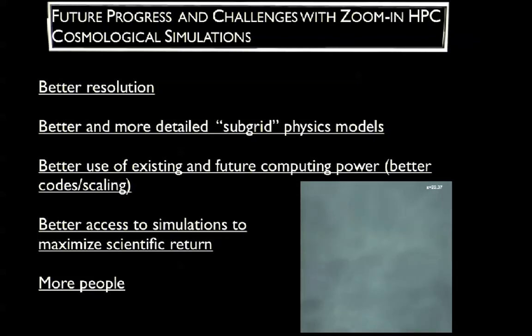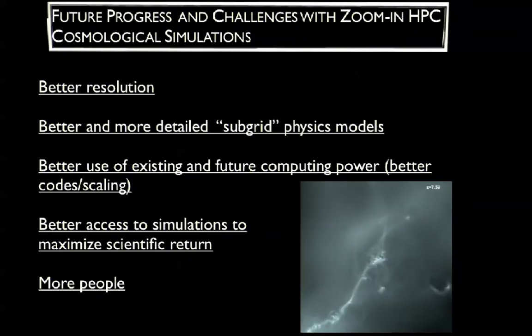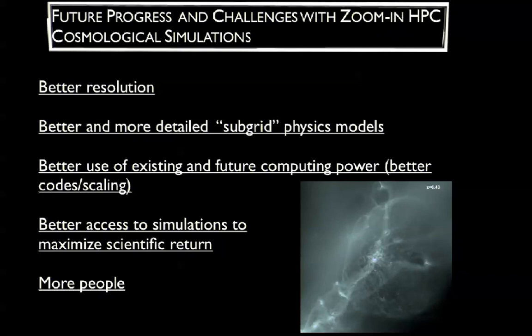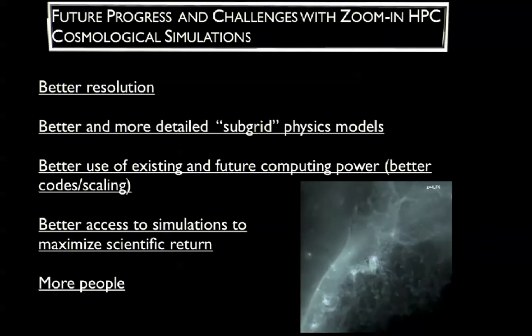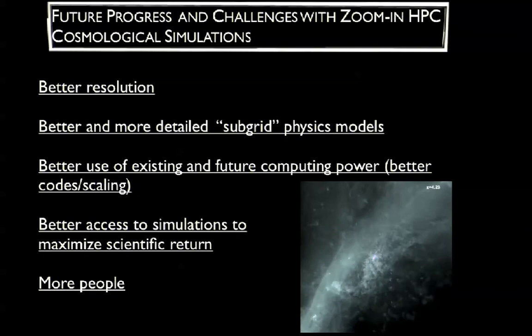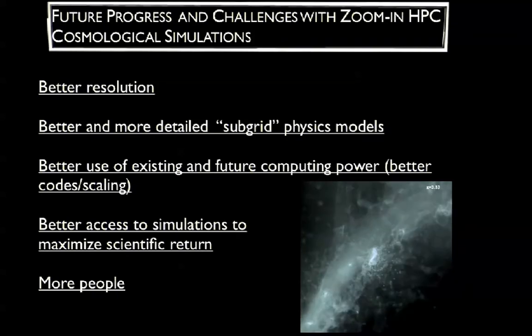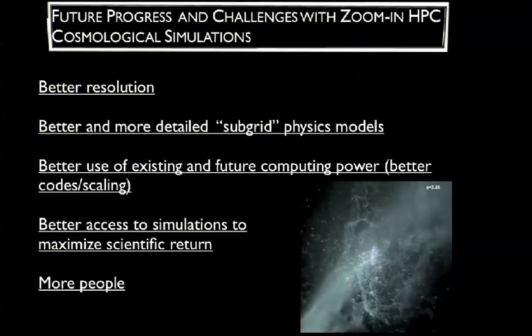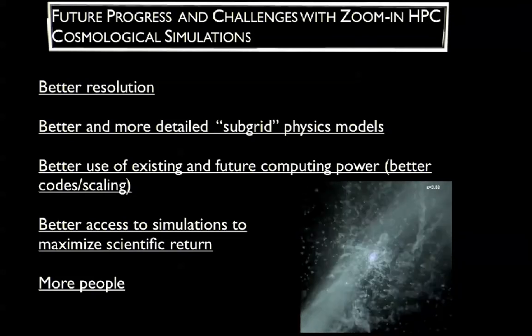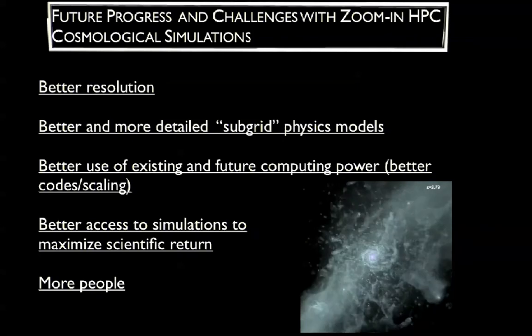So that's my last slide, future progress and challenges with zoom-in HPC cosmological simulations. Some of these have already been mentioned. We need better resolution. The problem intrinsically needs better resolution, whether this is N-body only, or N-body plus gas. So far, our typical resolution is 100 parsecs or so. We would like to bring it down to 10 parsecs at least.